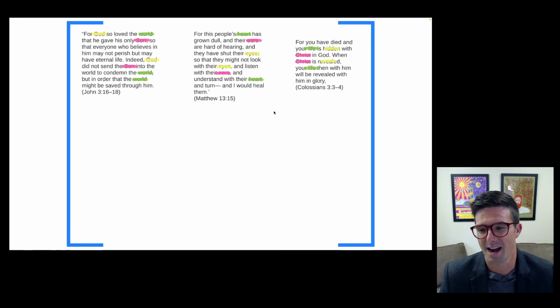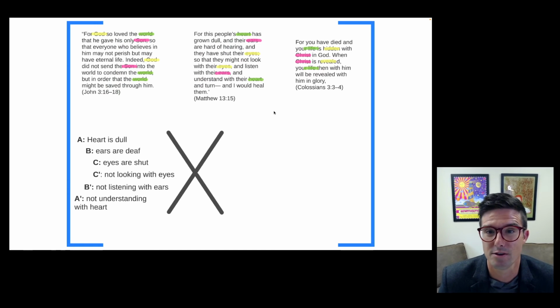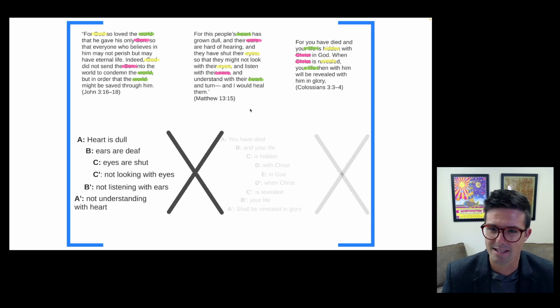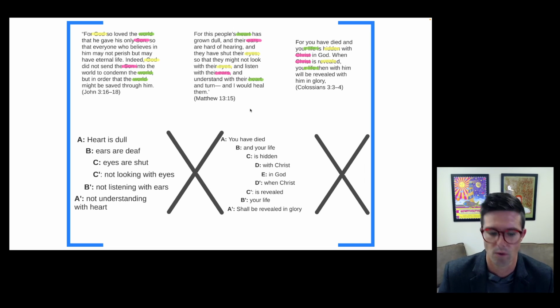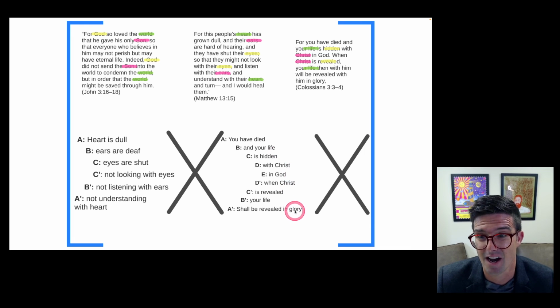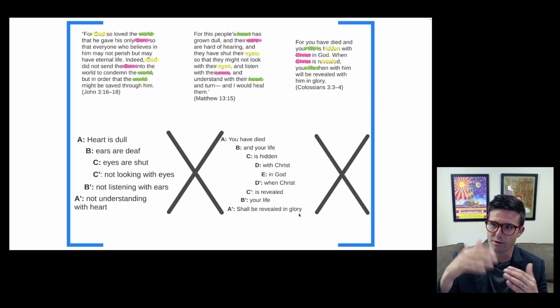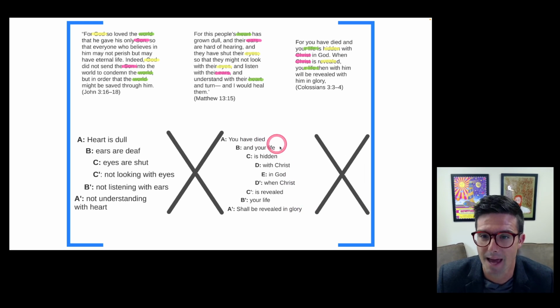So to put this into our chiastic structure, I would suggest that Matthew chapter 13, verse 15 is a very, very clear chiastic structure. This is one case where we can be pretty certain that we do in fact have a chiasm. In Colossians chapter 3, it's a little bit more of a stretch, but I think you can make a good case. And the stretch is really only with respect to what we have at the beginning with the A and the A prime, you have died and shall be revealed in glory. We have the idea that when you have died, if you are in Christ and God, you are revealed in glory. So there's maybe some sort of ideological overlap there, but that's where there's one stretch.